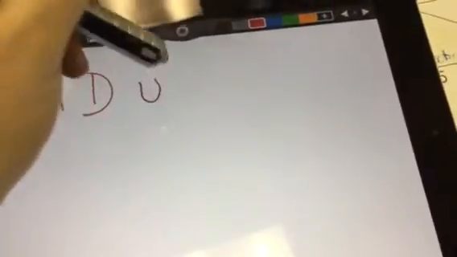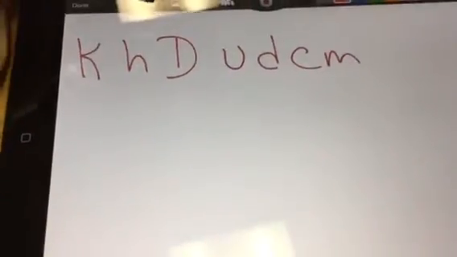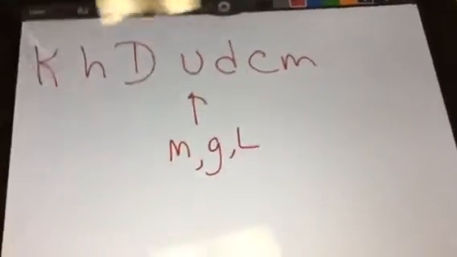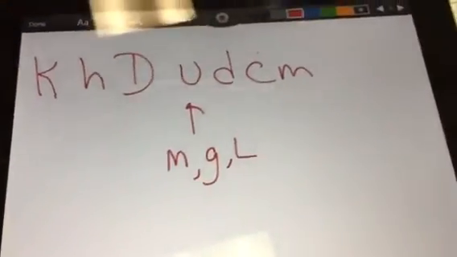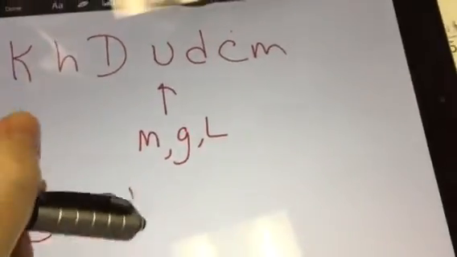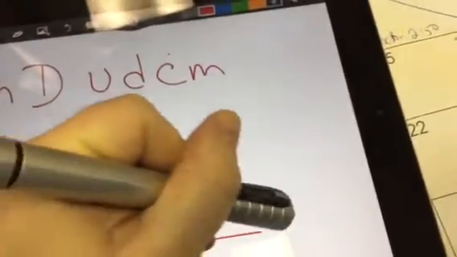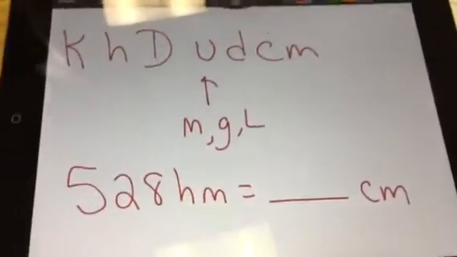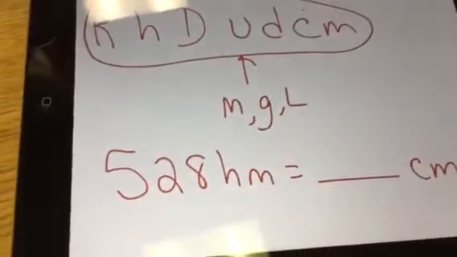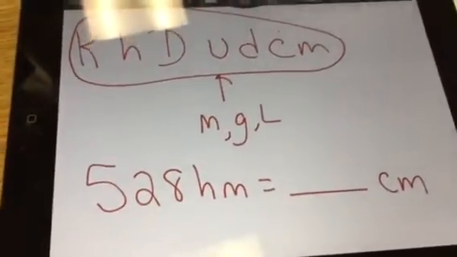So the metric system is your basic riddle that we've talked about. King Henry doesn't usually drink chocolate milk. That stands for kilo, hecto, deca. This is your base unit, which has meters, grams, and liters. Deci, centi, and milli. So if I give you an example of, let's just use, 528 hectometers equals how many centimeters? You would use the chart. Now, this is not going to be provided for you, so you need to make sure you have that written down. There'll be a section on your quiz to write that down, if you would like to.